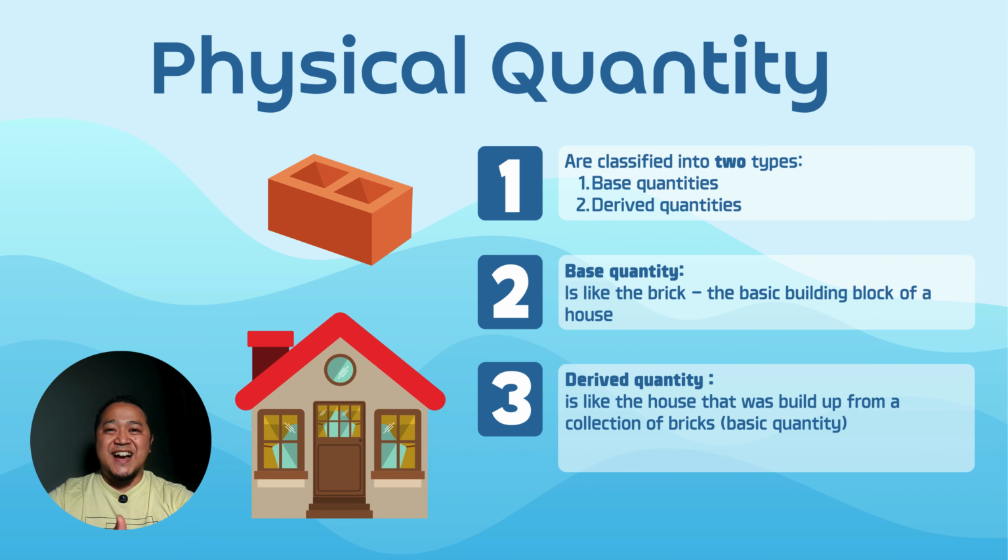Physical quantities are divided into two types, base quantities and derived quantities. Base quantities are basic and cannot be broken down further. It is like the brick, the basic building block of a house. Derived quantities are made by combining base quantities. It is like the house that was built up from a collection of bricks.